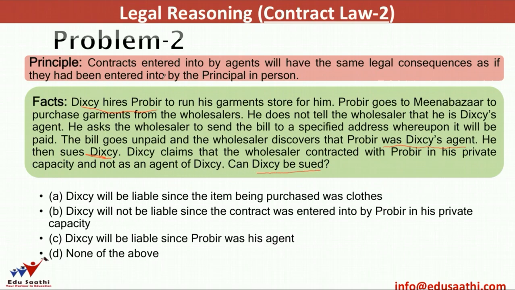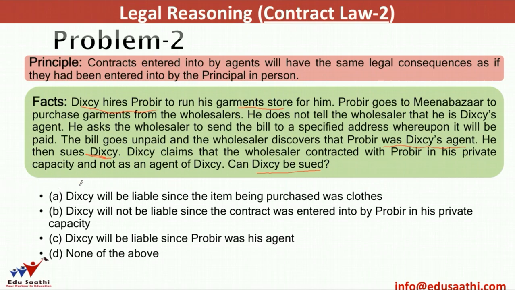So in this case, applying the principle of agency, it's clear that Probir was acting on behalf of Dixie because he was running his garment store. So while buying the clothes for the garment store, he was acting in the course of employment as an agent of Dixie. So whatever contracts have been entered into by Probir with the wholesaler, the principal here, that is Dixie, would be held liable for the agreements and contracts entered into.